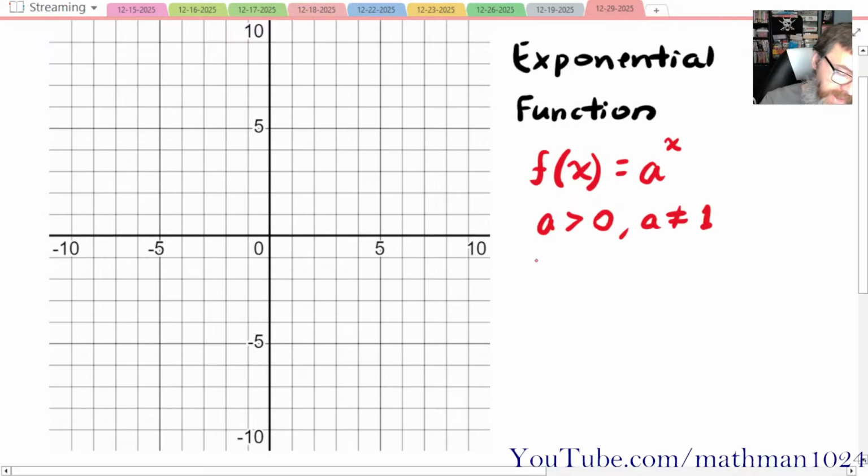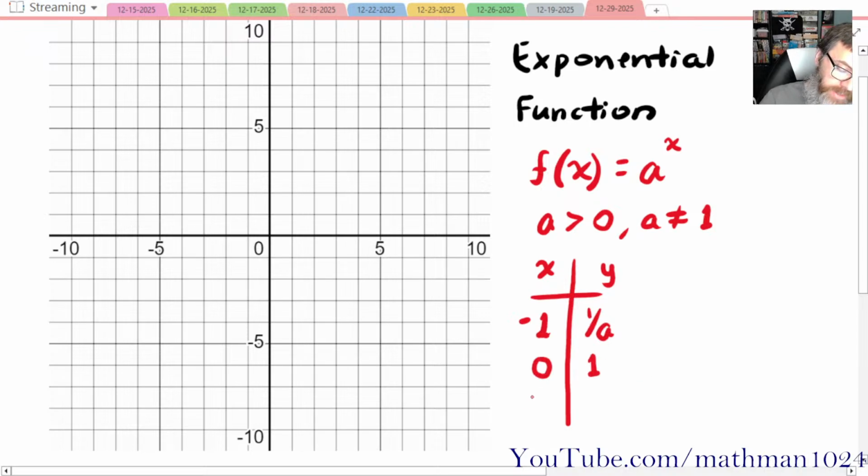For the key values for an exponential function, you're going to see this. If you plug in -1, you get the reciprocal of the base. If you plug in 0, you get 1. If you plug in 1, you get just the base.